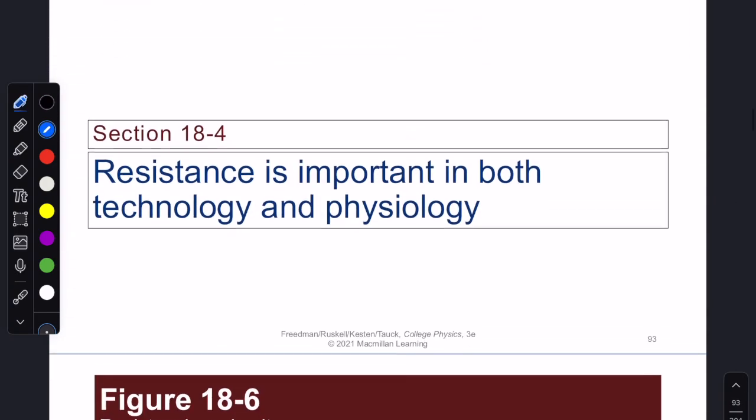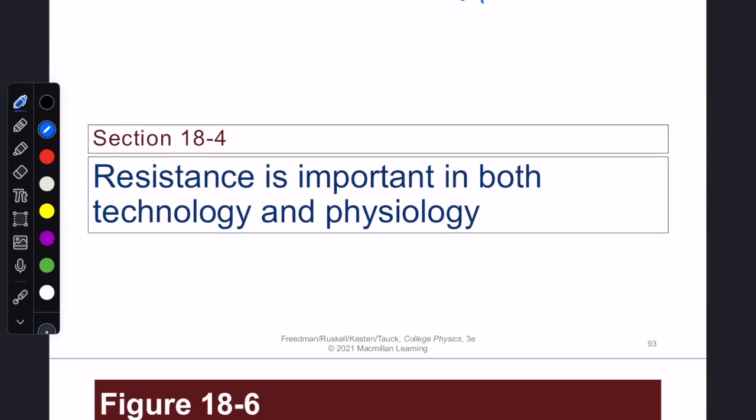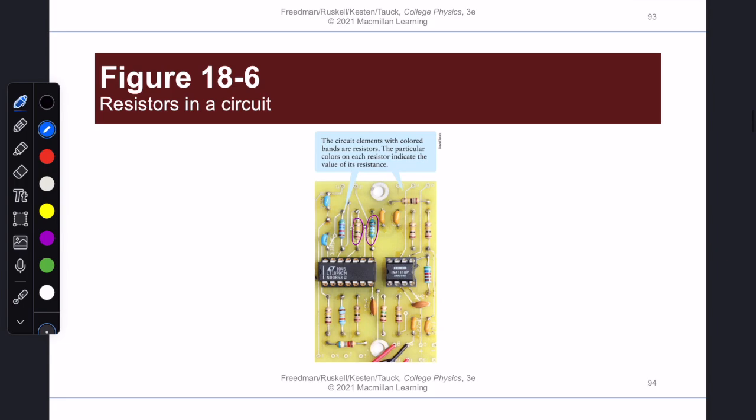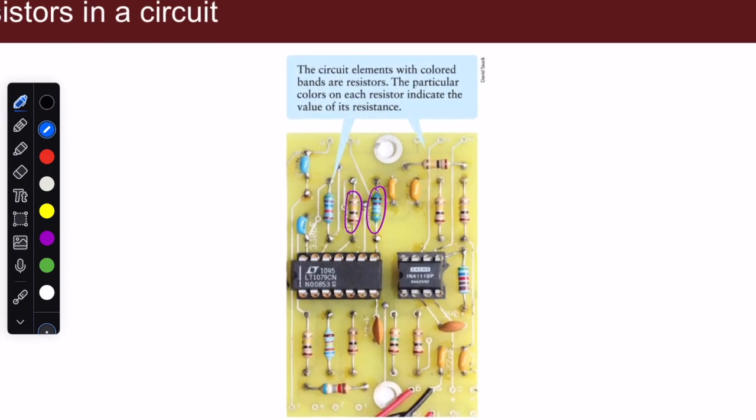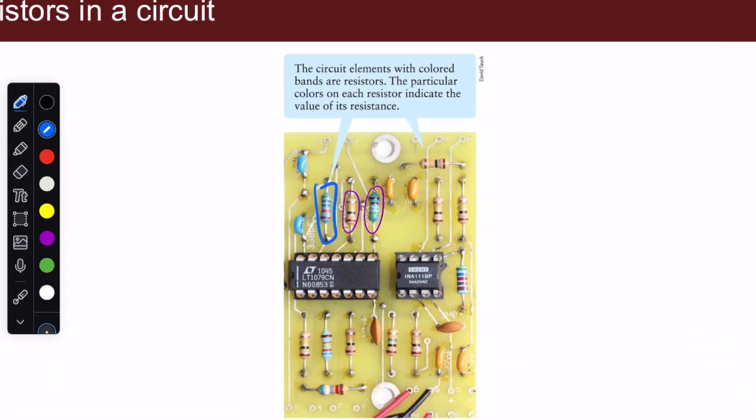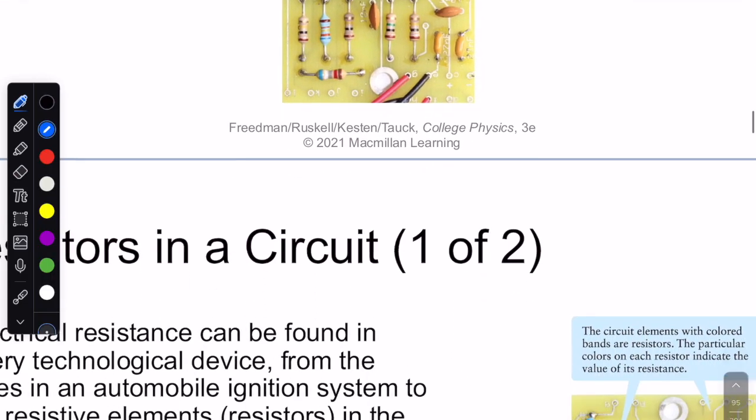So let's go on and talk a little bit more about resistance and why it's important. I think you're going to like these two analogies or models of resistance in biology. But first, let's talk about resistors in a circuit, because we are going to be dealing with this. These little guys are resistors, not the black things. They have little bands on them which tell you what the value of the resistance is and to what degree that value is known.